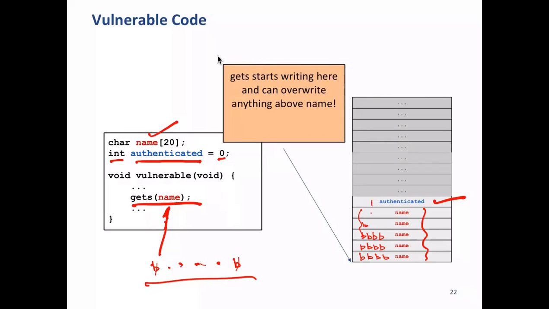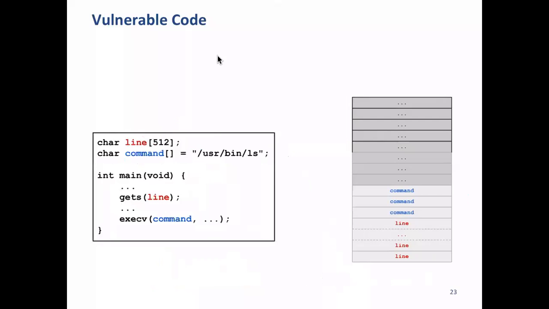So a string could be, now note that it's little endian, so you'll have to find out the right sequence. It could be 1 b b b b b b, something like this, and then this becomes 1. So something that is not authenticated becomes authenticated. Now let's look at another vulnerability.